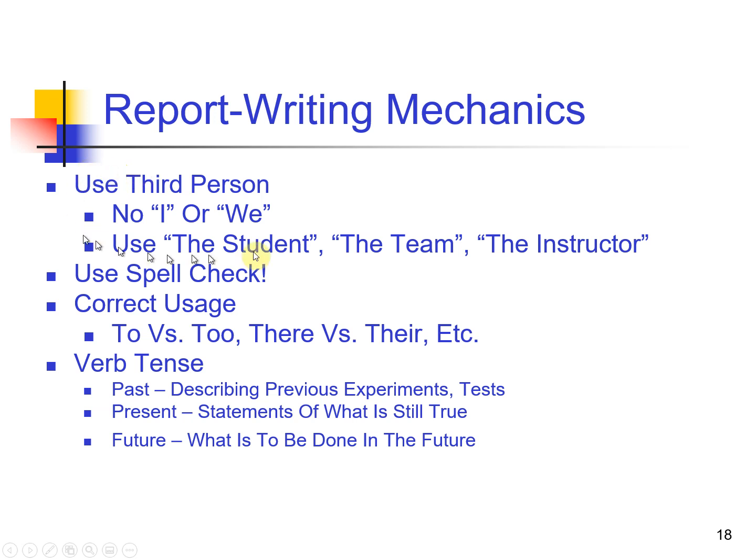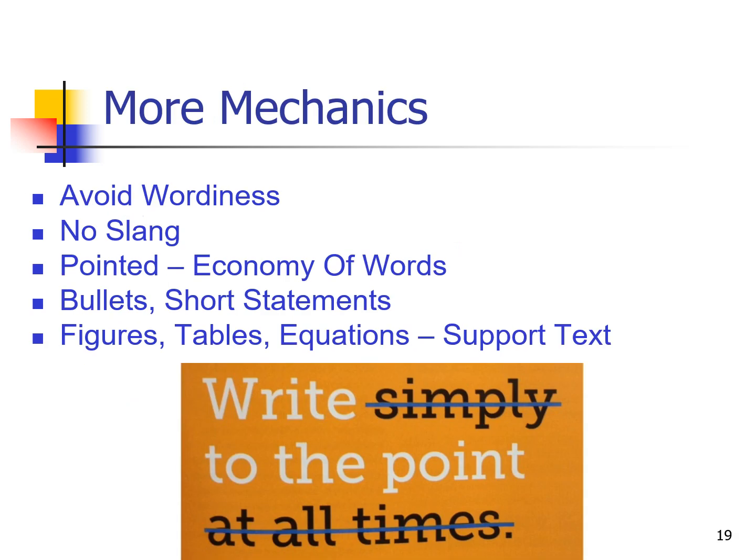Use third person, no I or we. You can use the student, the team, the instructor, etc. Use spell check, watch out for usage, verb tenses. Grammarly is a great product for checking your grammar. The professional version, the one you have to pay for, really gets all the little things taken care of. Okay.